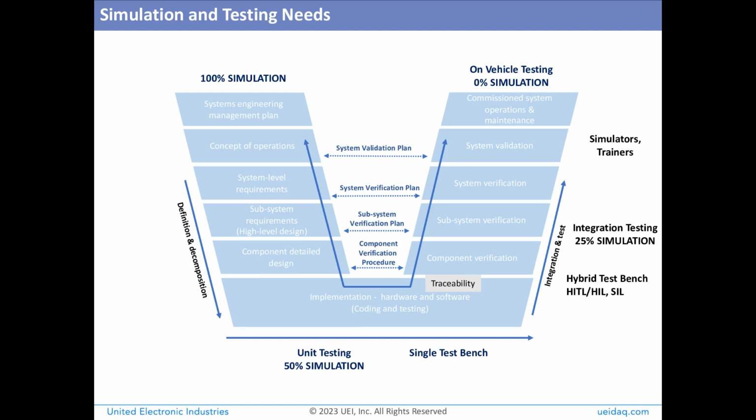Moving back to the right side of the V, after a component is identified as a good candidate, hardware in the loop testing, or HIL, is done for integration testing. More of the other components are real, while some are also still simulated. This is done perhaps in a system integration lab, or SIL, or on a hybrid test bench.